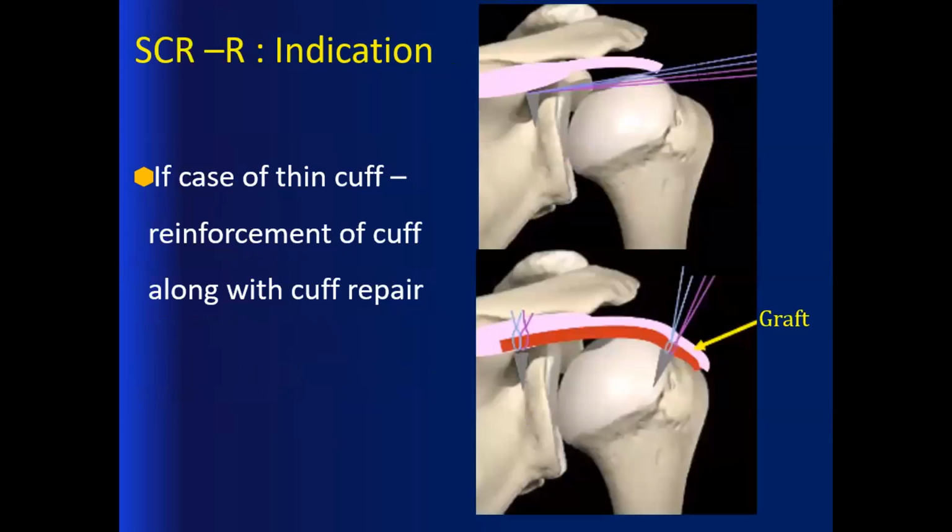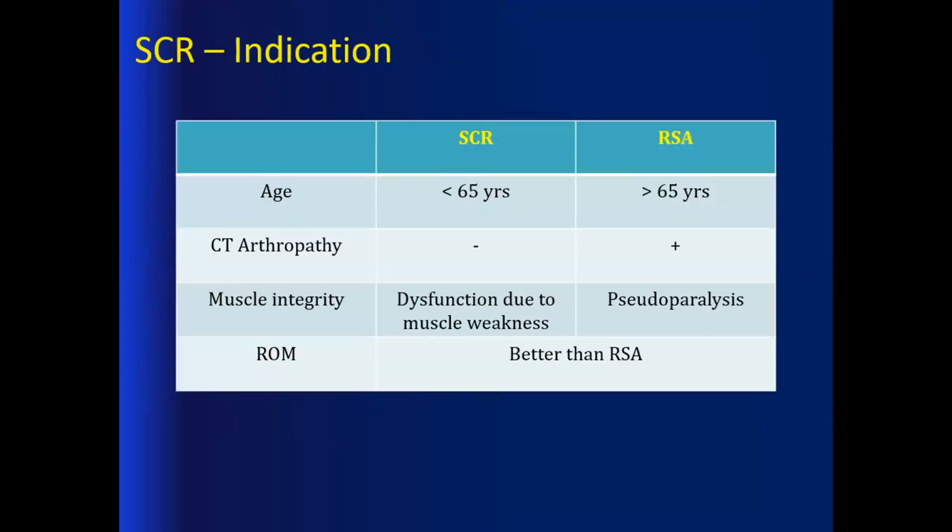And also SCR reinforcement can be used in case of thin cuff, where the cuff is reinforced along with the graft. SCR is indicated if the age is less than 65, whereas RSA is for more than 65. In case of cuff tear arthropathy, SCR should be avoided, where RSA can be delivered. In case of muscle integrity, SCR can be done in dysfunction due to muscle weakness, whereas RSA can be done in pseudoparalysis. Range of motion is better in SCR than RSA.